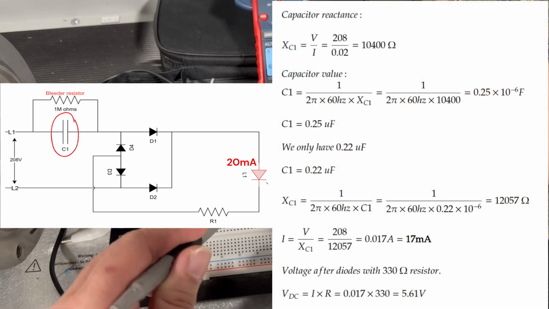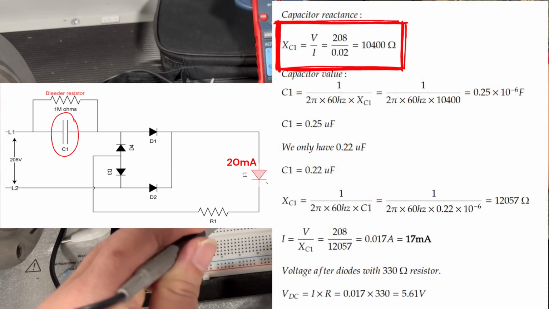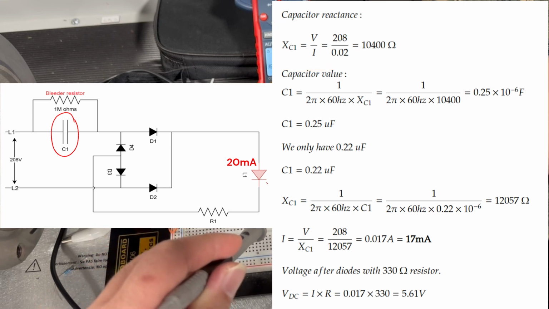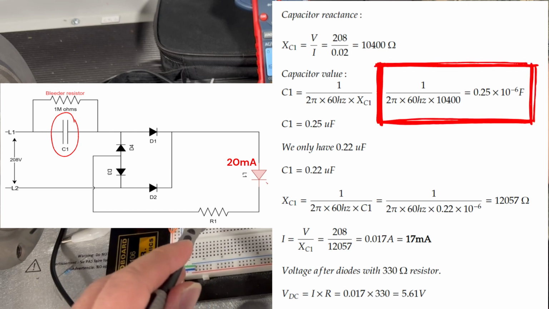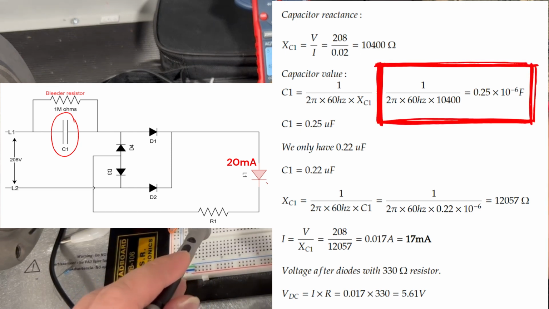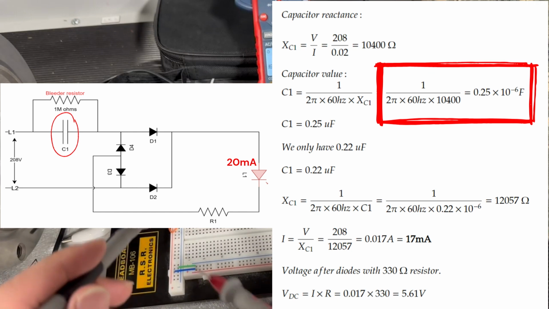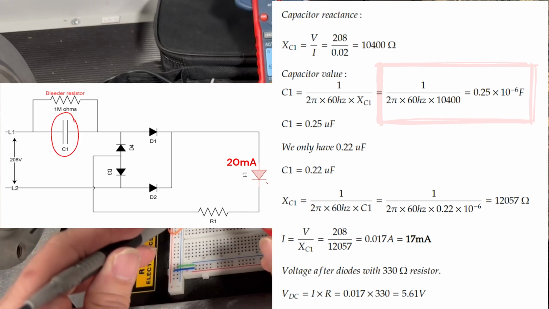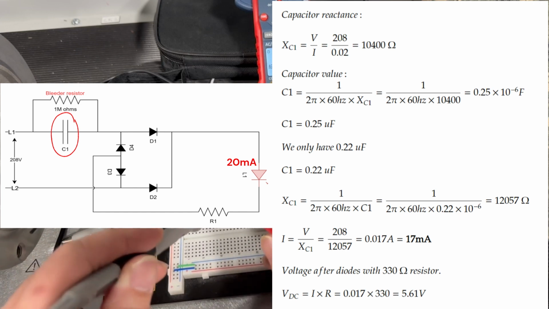The capacitor reactance equals V over I. 208 volts divided by 0.02 amps equals 10,400 ohms. To calculate the capacitor value, we use this formula: 1 over 2 pi times 60 Hz times 10,400 ohms. The capacitor we need is 0.25 microfarads. The closest capacitor I have is 0.22 microfarads.